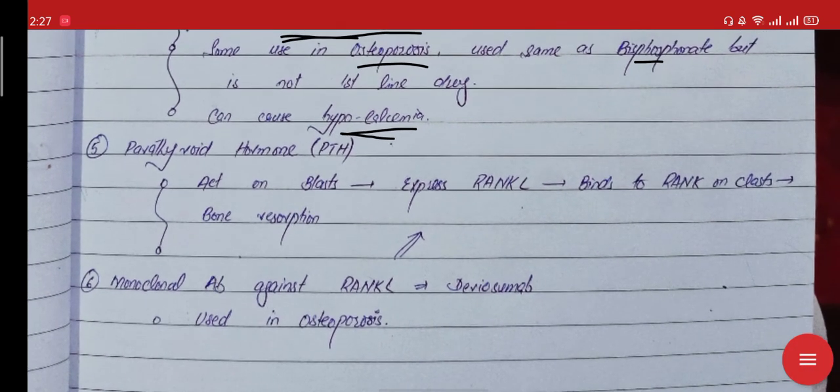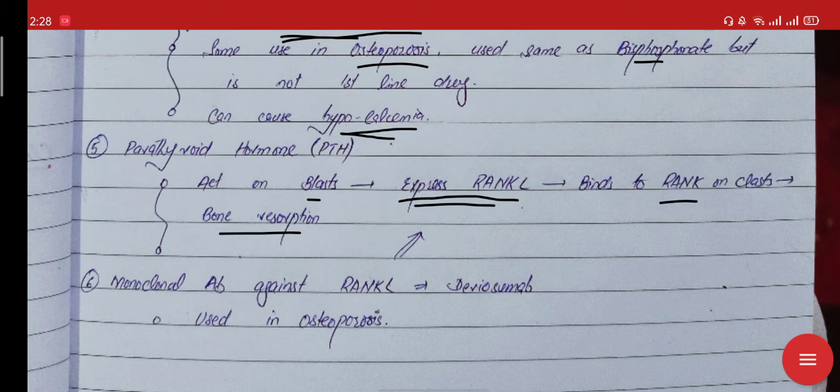The parathyroid hormone has a bit of physiology: it actually acts on the osteoblast, and when it acts on the osteoblast, the osteoblast expresses RANKL, which stands for receptor activator of nuclear factor kappa B ligand. This ligand is expressed on the osteoblast cell, and it is then recognized by the RANK receptor on the osteoclasts, and once these osteoclasts are activated, they cause bone resorption.